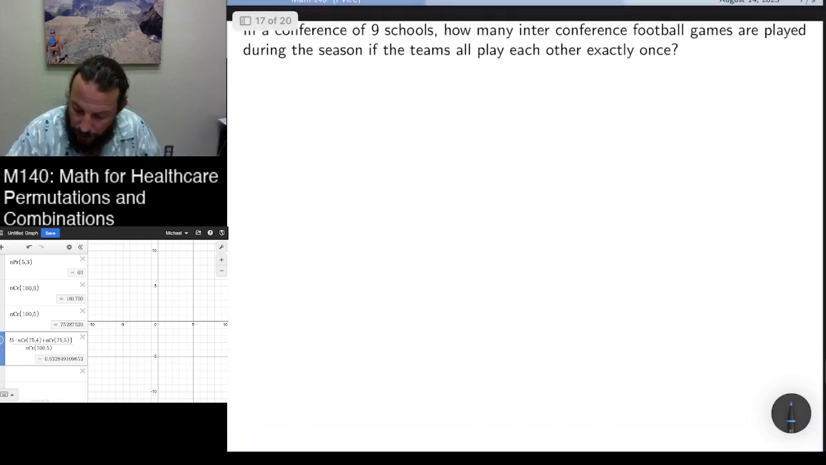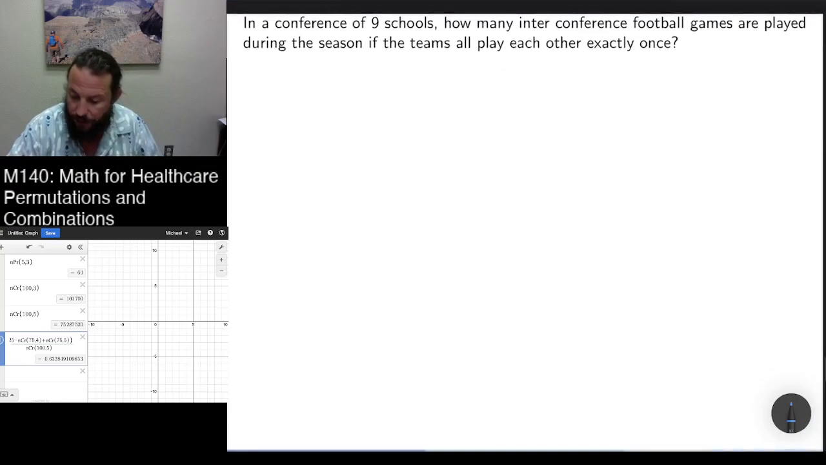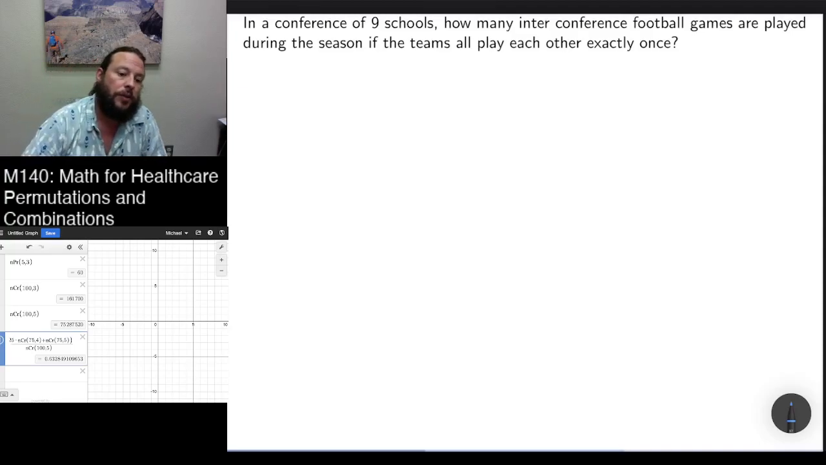All right, let's see here. In a conference of 9 schools, how many interconference football games are played during the season? Teams could all play each other exactly once. All right, you may take a minute, hit pause, try and work on this. Turns out that we have 9 teams, and we're choosing 2, right? How many different ways are there to do that? There's 9 choose 2.